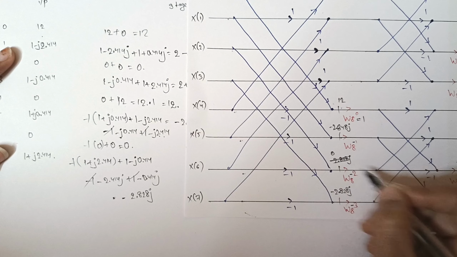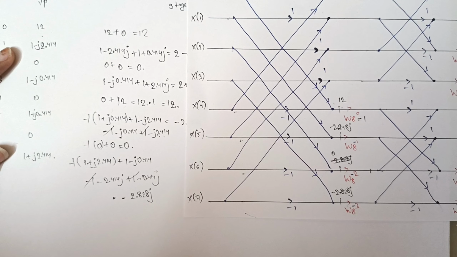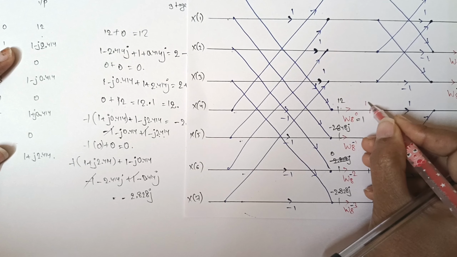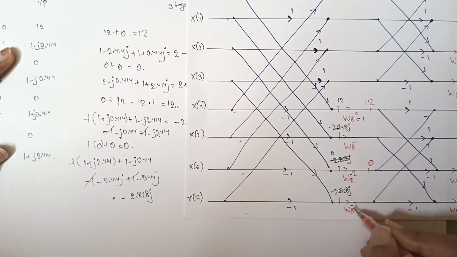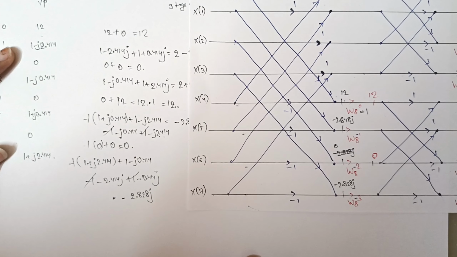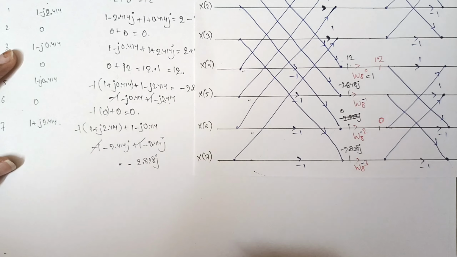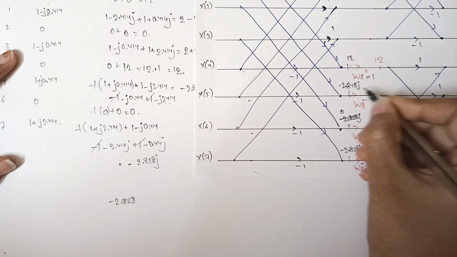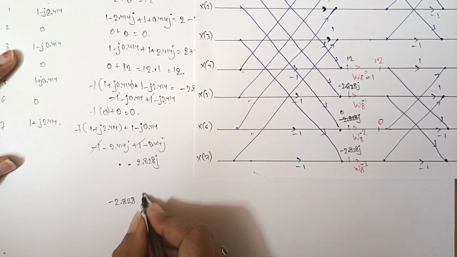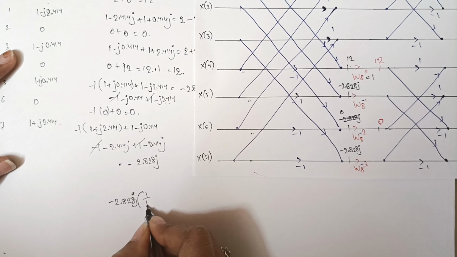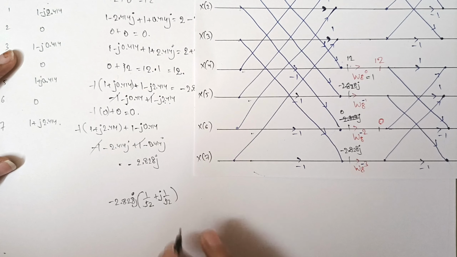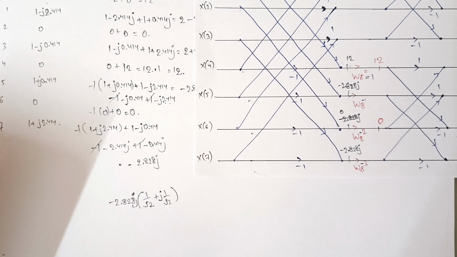As this 0 is multiplied with anything, we will get it as 0 only, so let's note it down over here. It's a 0, and here if 12 is multiplied by 1, we will get 12 only, but we need to multiply these two things. Now let's do that on this separate paper. So here we have minus 2.828, right? And this is multiplied by 1 by root 2 plus j into 1 by root 2. So I'll show you this calculation in Calc.